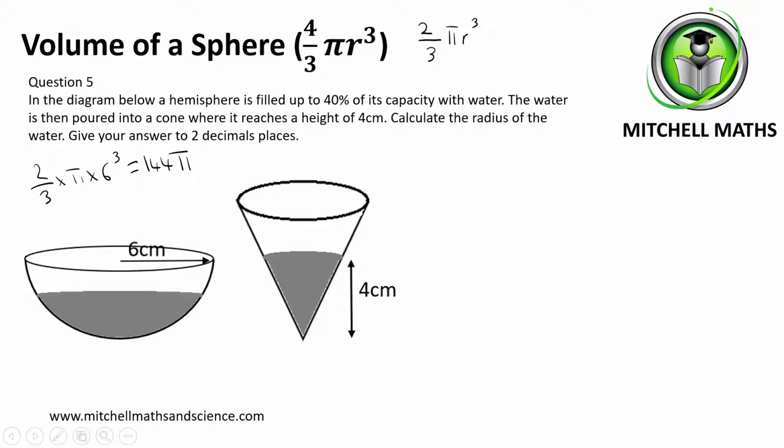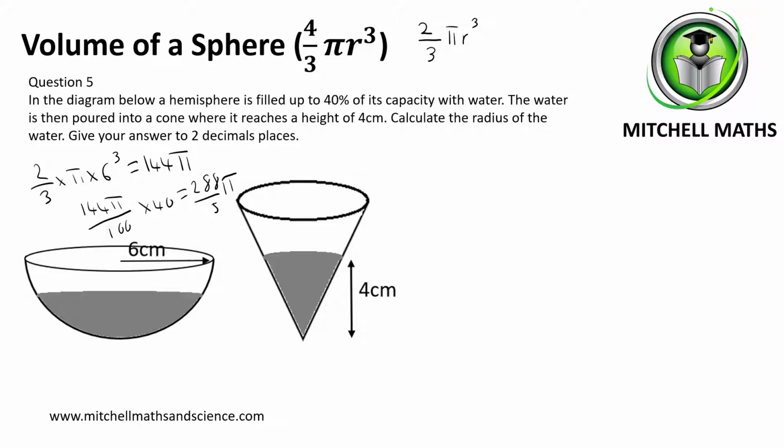The next thing we need to do is find out what 40% of that volume is. And to find 40% of something, we can either times by 0.4, or we can divide by 100 and times by 40, whichever you like to do. You can do this on your calculator. And that will get you 288 over 5 as a fraction, and then pi.